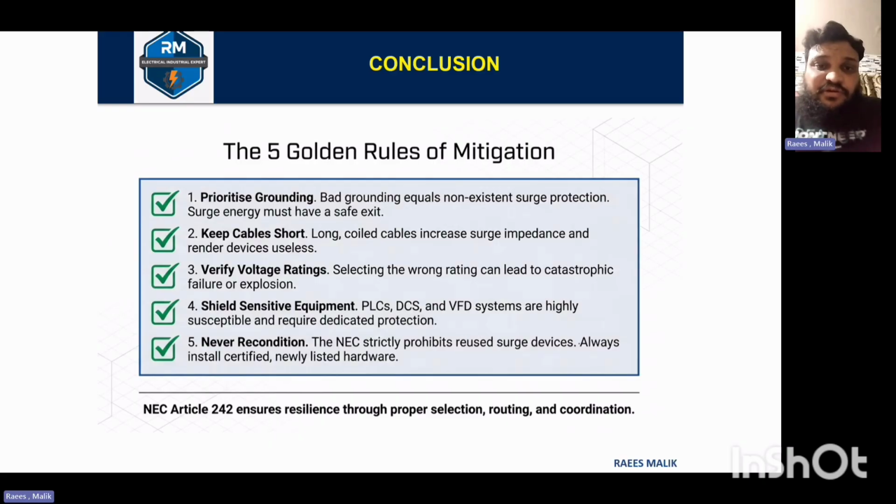So when it comes to conclusion, NEC Article 242 ensures resilience through proper selection, routing, and coordination.